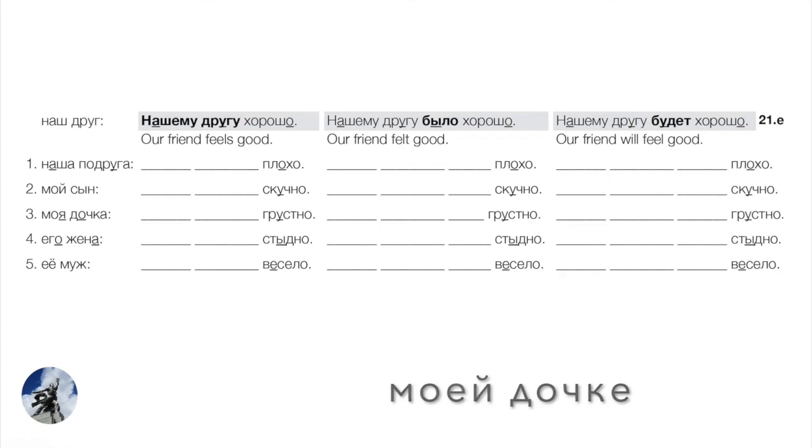Number four, его жена. Okay, we need the dative. Now remember, его, that word meaning his, will never change in Russian. Его жене стыдно. His wife is ashamed. Okay, she was ashamed. Его жене было стыдно. She will be ashamed. Его жене будет стыдно. Number five, ее муж. Her husband is happy. He's having a good time. Ее мужу весело. Okay, he was, past tense. Ее мужу было весело. He will be having a good time. Ее мужу будет весело.